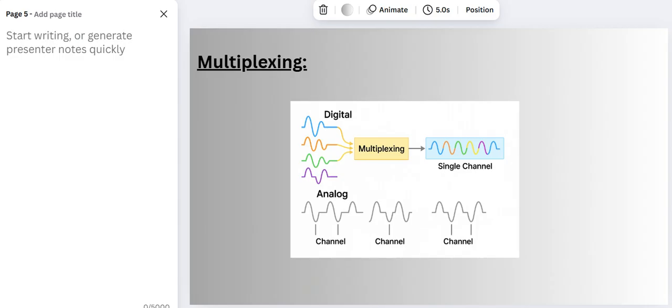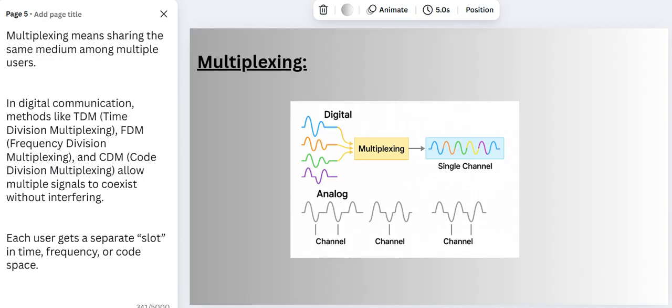Another advantage is multiplexing. Digital signal systems can combine multiple signals and send them together over a single channel efficiently, which saves bandwidth and infrastructure. So, multiplexing means sharing the same medium among multiple users. In digital communication, methods like TDM, FDM, and CDM allow multiple signals to coexist without interfering.